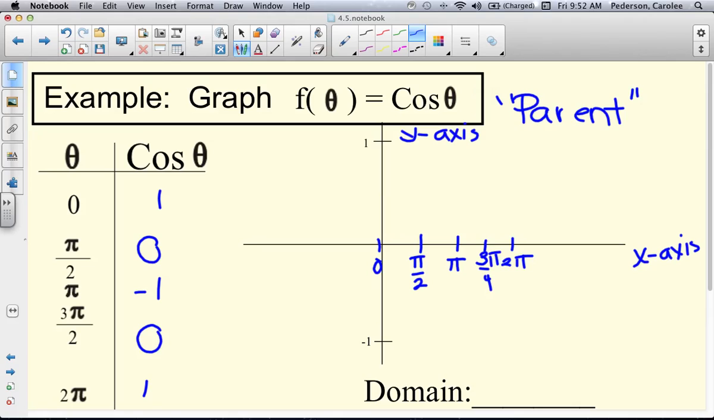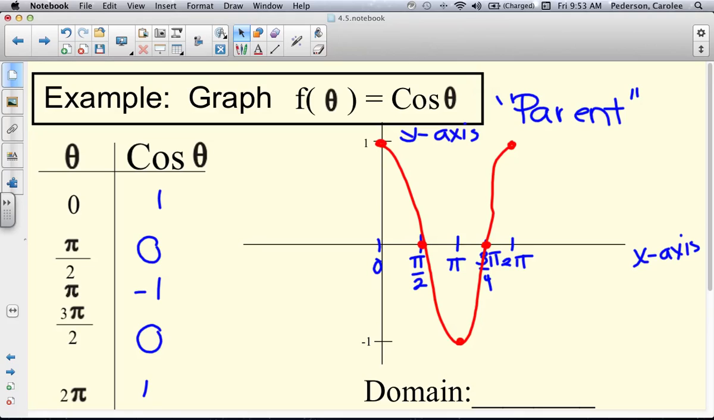So what's the first ordered pair? Over 0, up 1. Then pi over 2, up 0. Then pi and negative 1. 3 pi over 2, 0. 2 pi and 1. Back to where we started. That is 1 revolution. Notice the difference in where we start the parent function for a cosine.